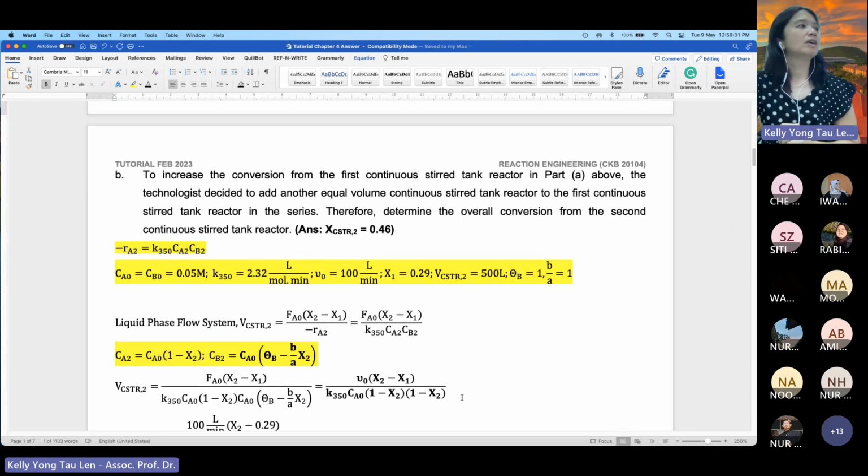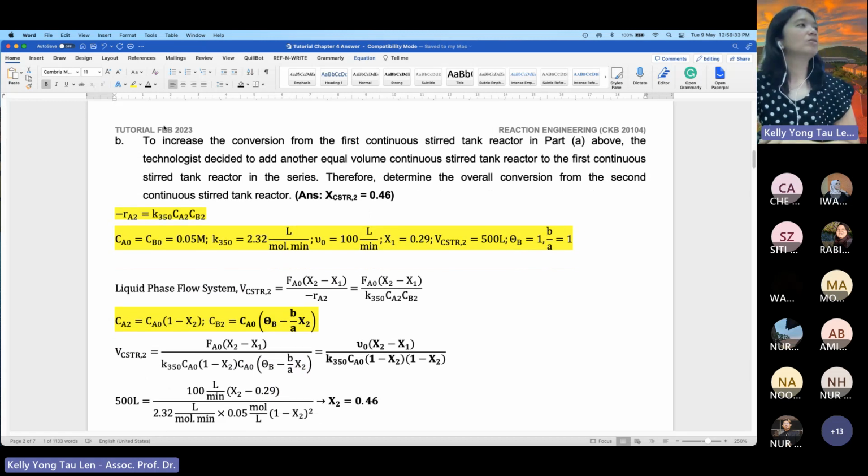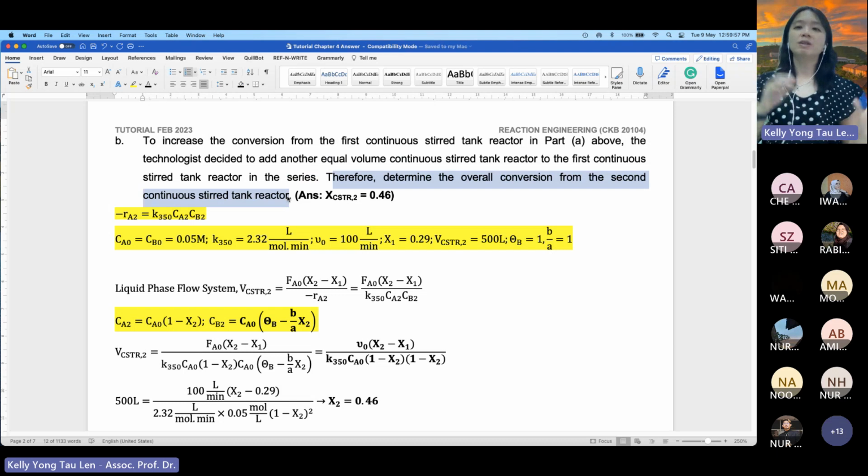The next question, okay, this is a bit hard. Okay, to increase the conversion from the first CSTR in part A above, the technologists decided to add another equal volume CSTR to the first CSTR in the series. Therefore, determine the overall conversion from the second CSTR. Okay, so soalan ni macam pelik sikit kan? Okay, soalan ni kata, part A kan kita dah kira kan conversion daripada CSTR, conversion daripada PFR.